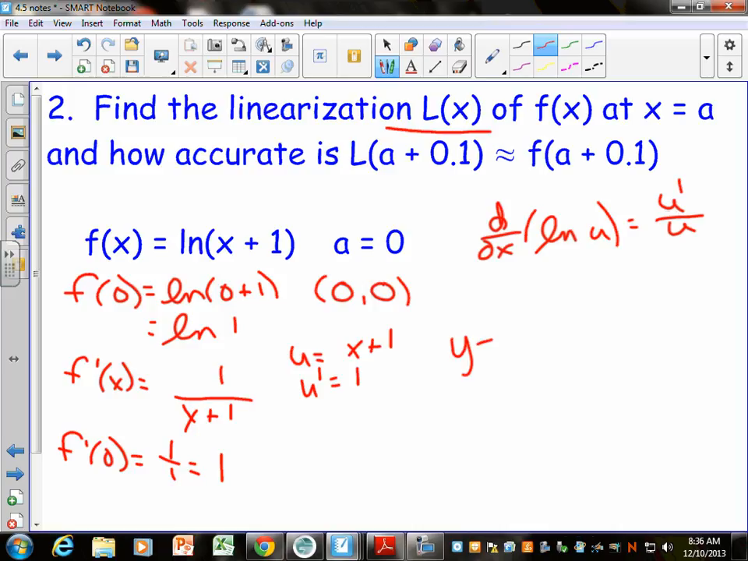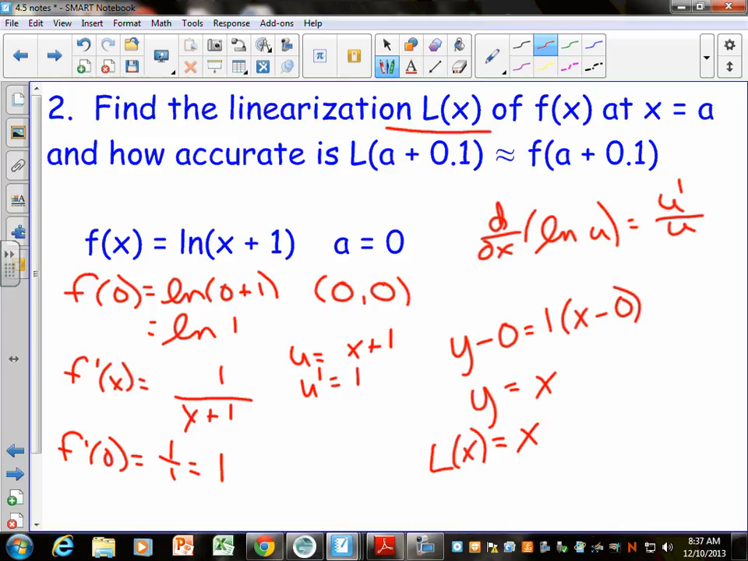So point slope form, y minus y1 equals my slope times x minus x1. Why did I put 1 in there? 0, right? My point's 0, 0. My slope is 1. So is that just the line y equals x? I'm okay if you leave it as y, but they like to call it L of x for the linearization. So again, if you want to kind of match the way the book's doing it, then we could change that y to L of x. But if you just wrote y equals x, I would count that right. Like y is the same as L of x.